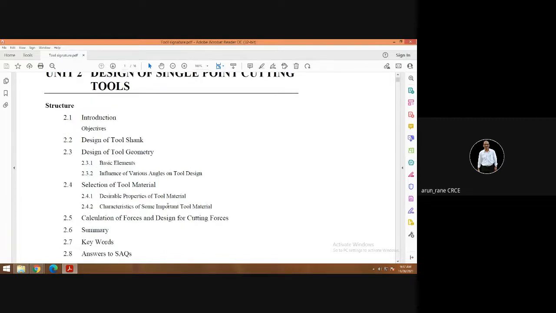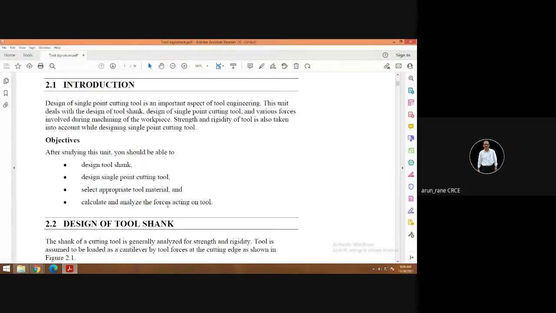Again, you have the design of single point cutting tools and even multi-point cutting tools, that is design of drill, design of broach, then design of gear hob. You have this design of tools in your machining science and technology course next year. So I'll just cover the important things from here.